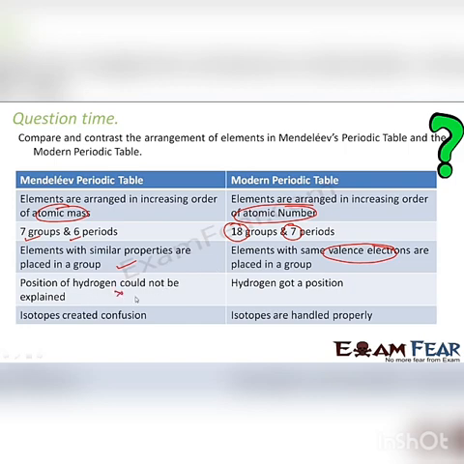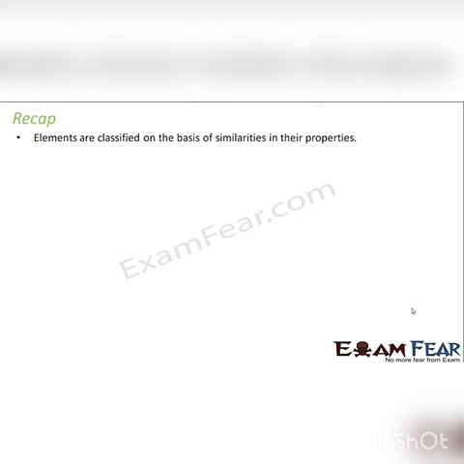Position of hydrogen could not be explained in Mendeleev's table. In the modern table, the position of hydrogen is explained. There's an isotopes confusion in Mendeleev's table. There's no confusion of isotopes in the modern one. That's the difference. Let's do a recap.